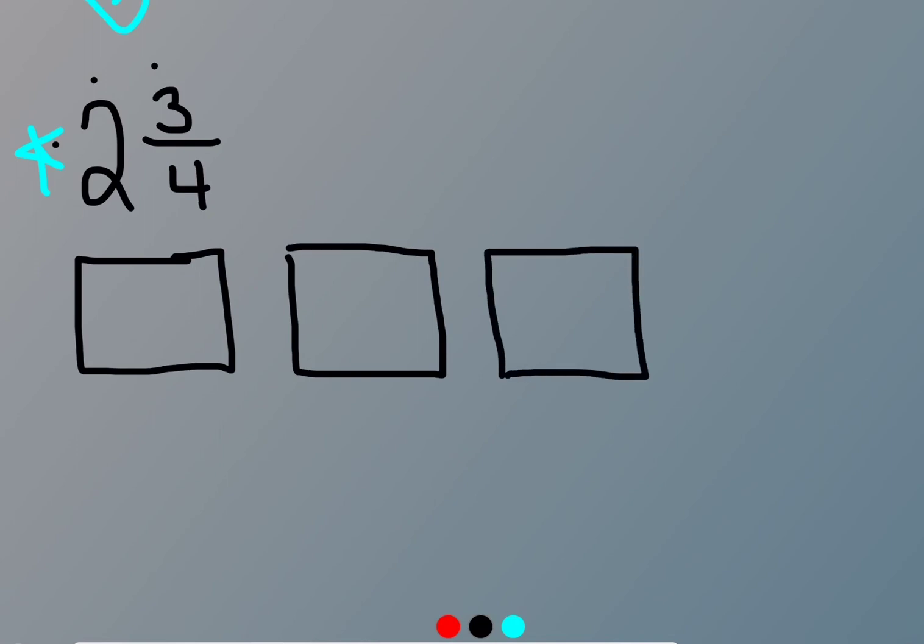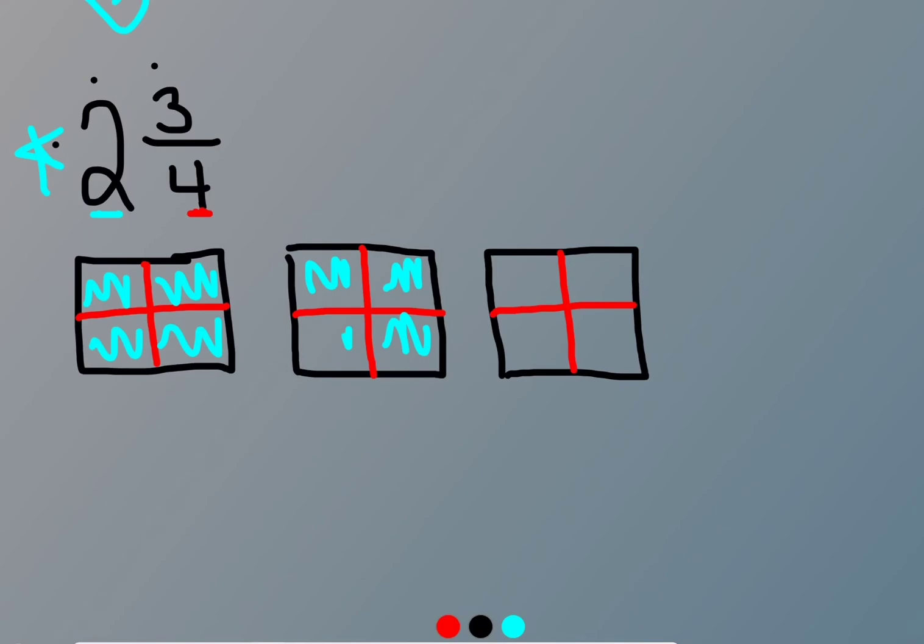So once I have three visuals, what do I do with the numbers? Well, my first number, which is arguably my most important, is my denominator, and I need to break all of these up into four sections. 1, 2, 3, 4. My next number I'm going to look at is my whole number, and I'm going to shade in two whole visuals. So the whole thing is shaded in.